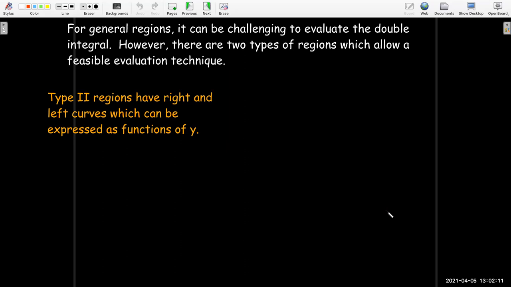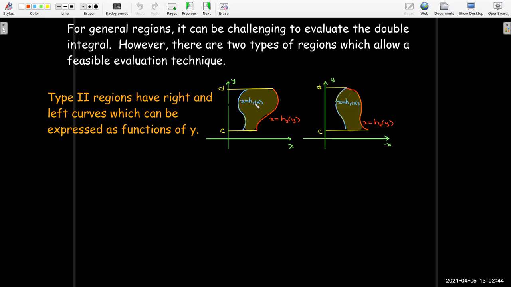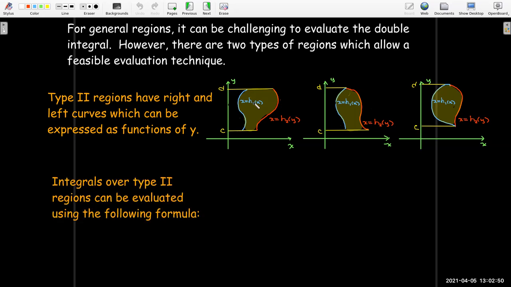Now, type 2 regions are where we have a left curve and a right curve, which are functions of y. And it's the y bounds which are constant. So for example, this would be a type 2 region. The red curve is our right curve, the blue curve is the left curve, and the bounds on y are just constants c and d. And just like with type 1 regions, the two curves may not intersect, or they may intersect at one of the endpoints or at both of the endpoints. We have a similar formula for evaluating this.